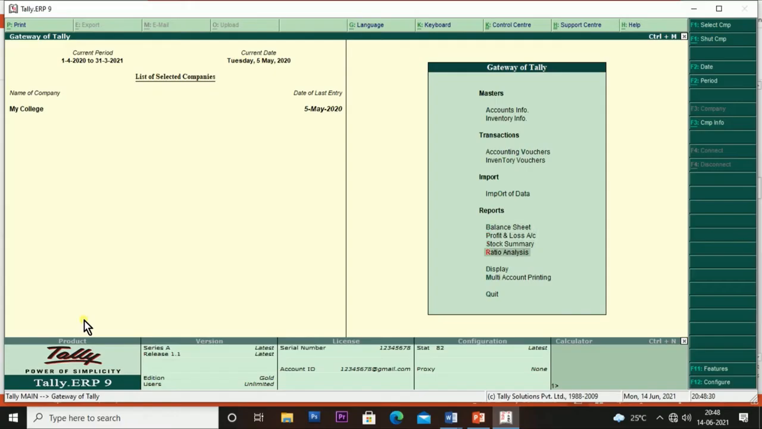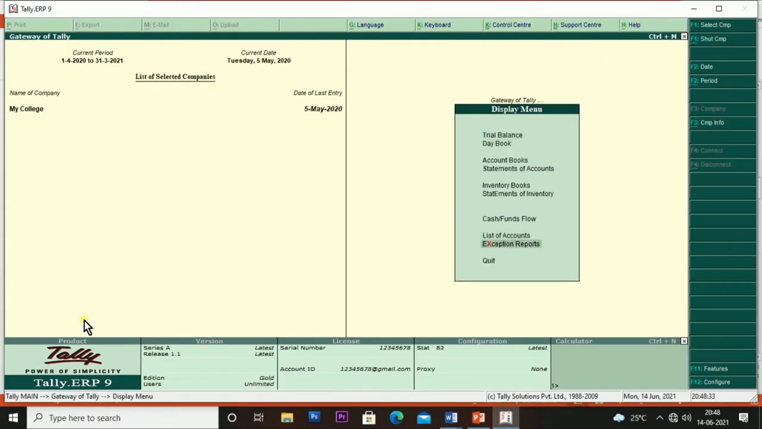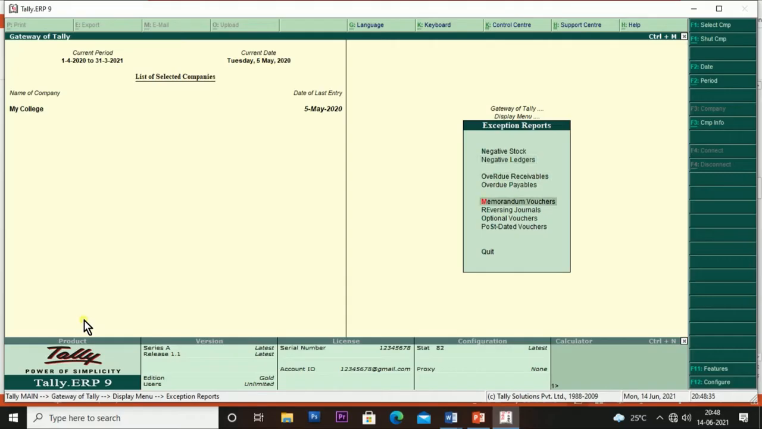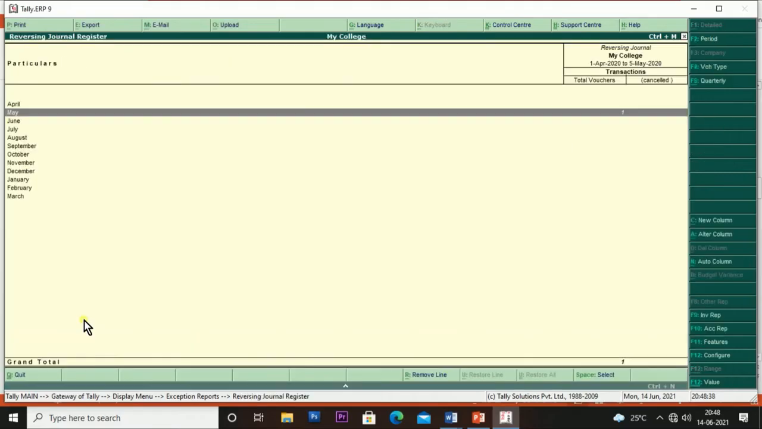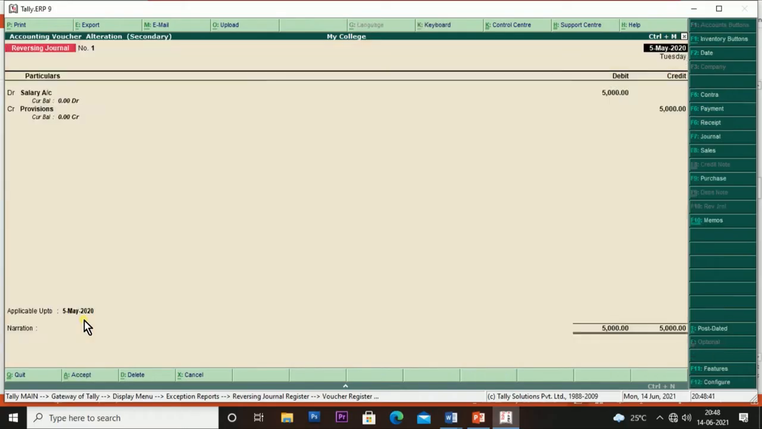Now in the display, select exception reports and then reverse journals, and it will show the reverse journal. Okay, that is the reverse journal of 5th May applicable up to. Commonly, people will take the reverse journal for the month end, maybe for the quarterly, half yearly end, or at the year end. Just for the balance sheet purpose, we can enter the reverse journal. Okay, this is one thing.